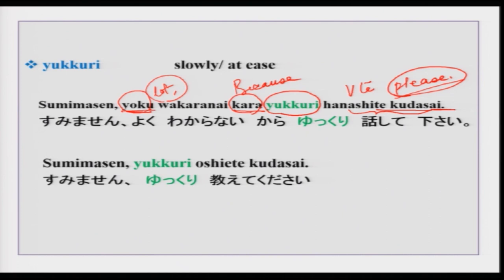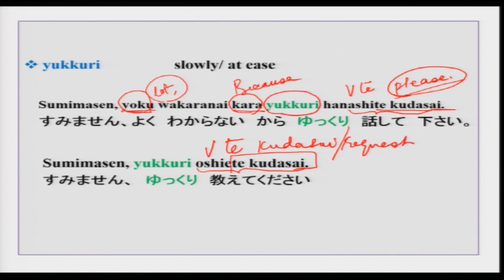Sumimasen. Yukkuri oshiete kudasai. So, somebody is probably explaining very, very quickly, and the person who is listening or has asked for explanation cannot follow. So, he makes a polite request and says, yukkuri, please slowly, gradually, oshiete kudasai, please explain slowly. Again, the te kudasai form is over here, verb in te form plus kudasai, a request.